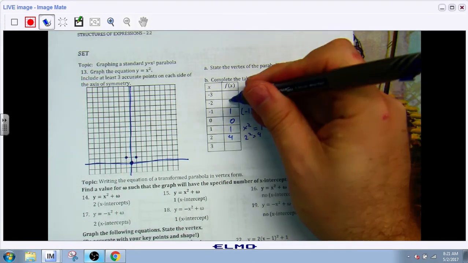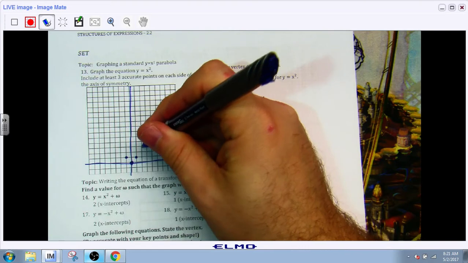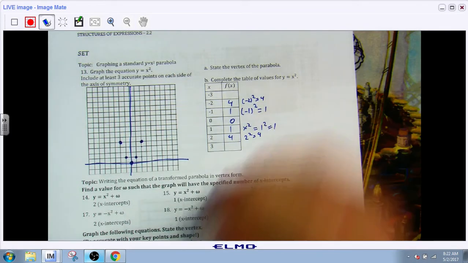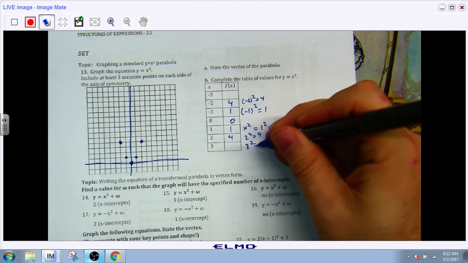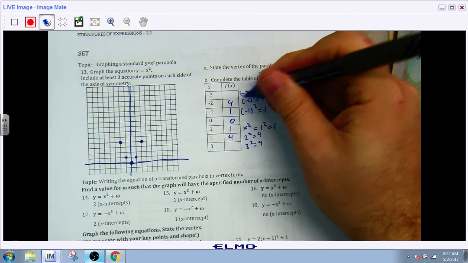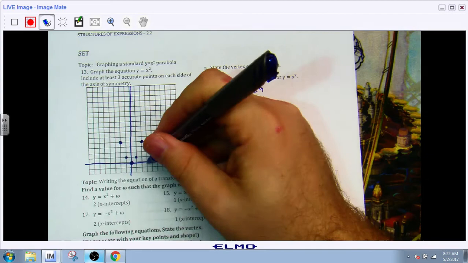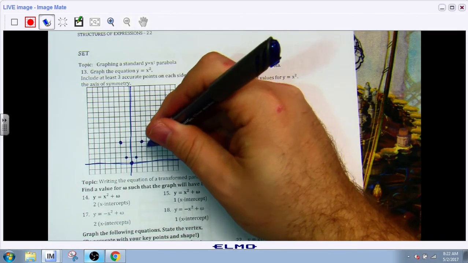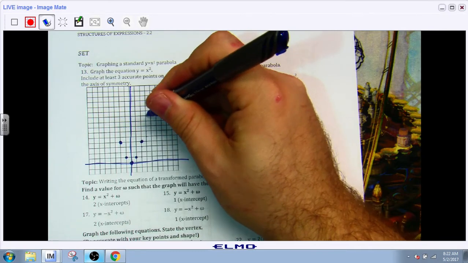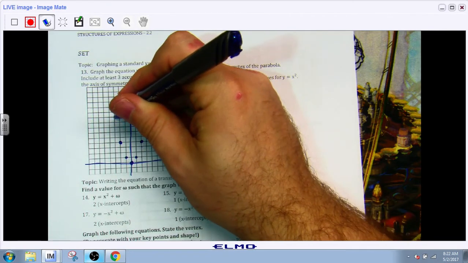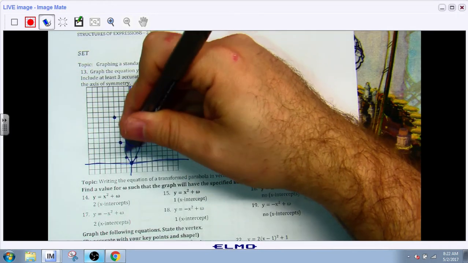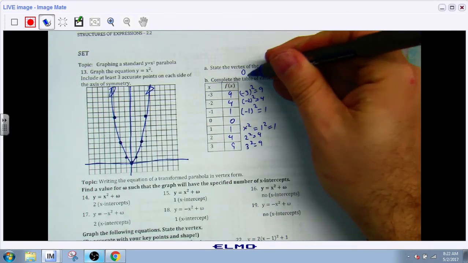So 4 and 4. So 1, 2, 3, 4, and likewise 4 over here. And then for 3, 3 squared is 9, but also negative 3 squared is 9. So 3 is 9: 1, 2, 3, 4, 5, 6, 7, 8, 9, and likewise over here 9. And there's my parabola. My vertex is at 0, 0.